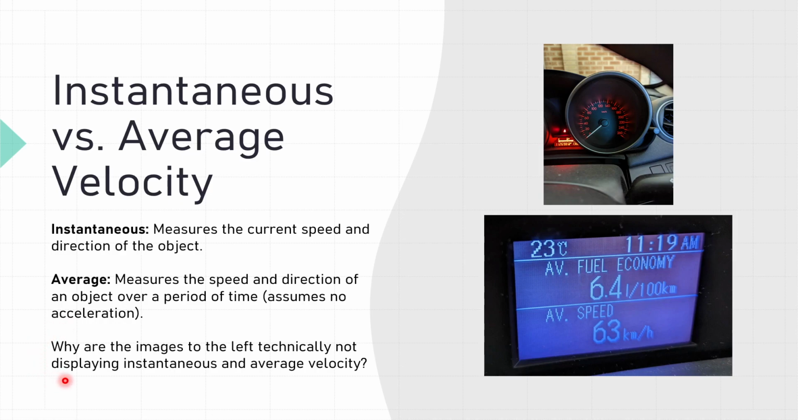Bit of a challenge question for you to think about, something that we'll talk about in class, is that the images that I'm showing you, the speedometer and this average value here, is technically not displaying average velocity. Instead, it's displaying speed. And the question for you that I want you to be thinking about is, why is it showing speed and not showing velocity? Something to think about.